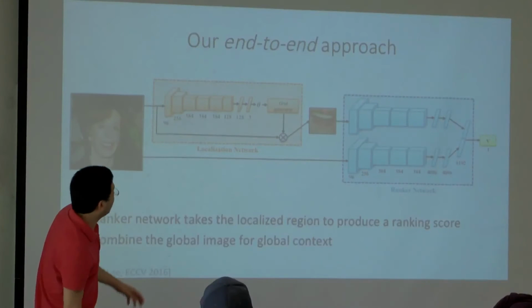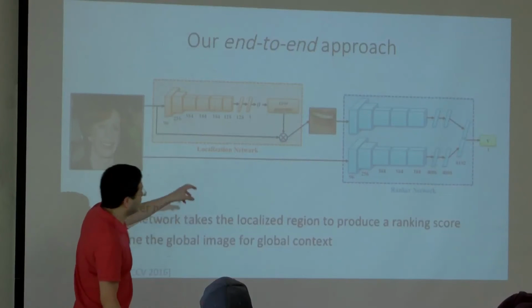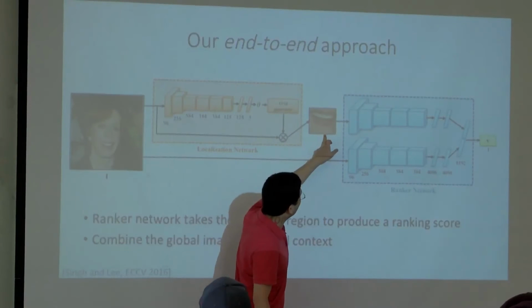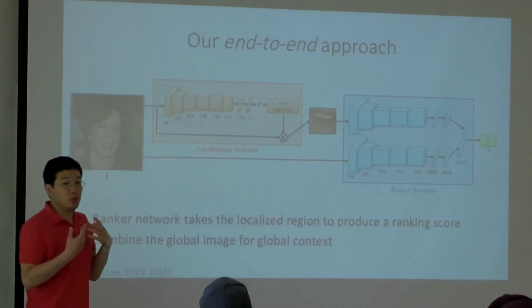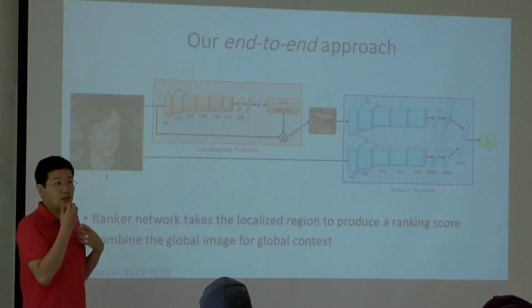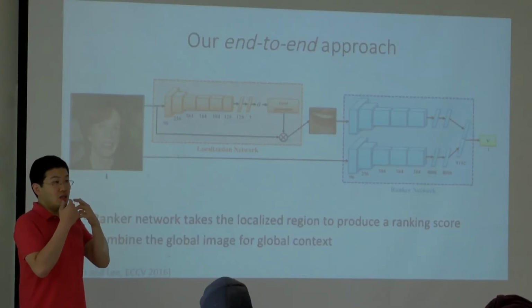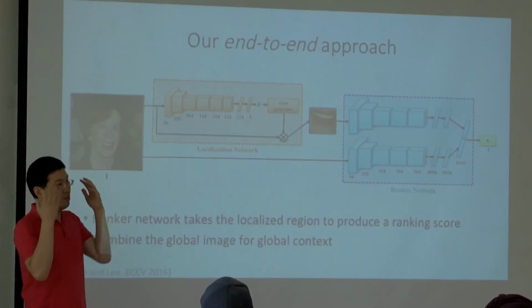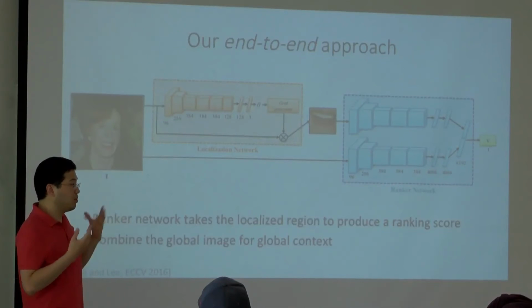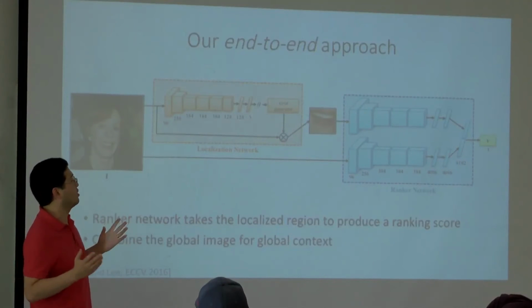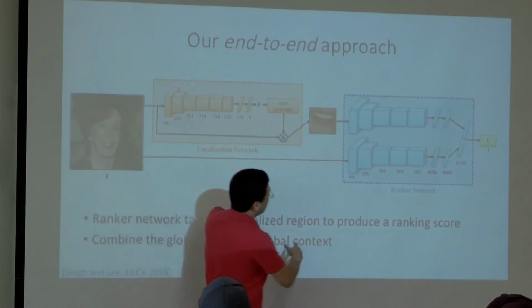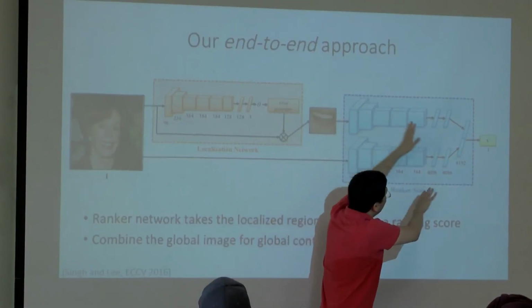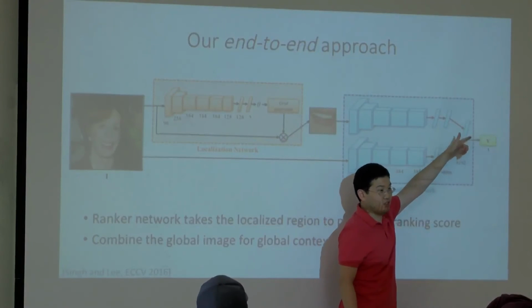Okay. And then we have a ranker network which takes the localized region. It also takes the full image because it still provides some global context, right? When you want to identify whether someone's smiling, it definitely helps to look at the mouth, so it's essential, but other parts of the face can also help. Maybe when you smile, your eyes get smaller or something like this. So you still want to have the global context. And this ranking network will take those two regions and produce a final ranking score.